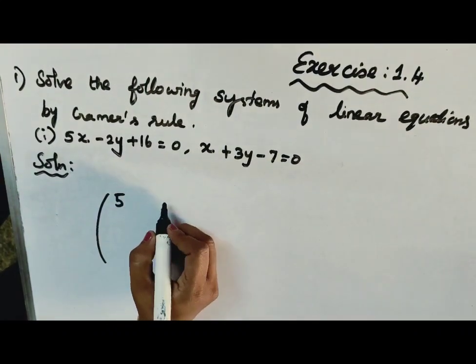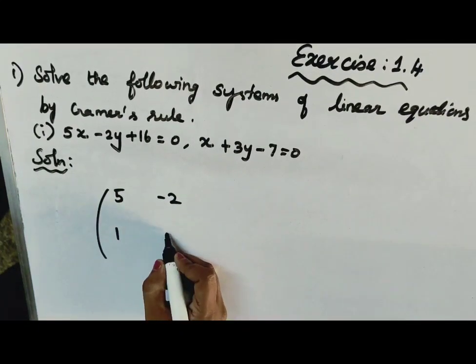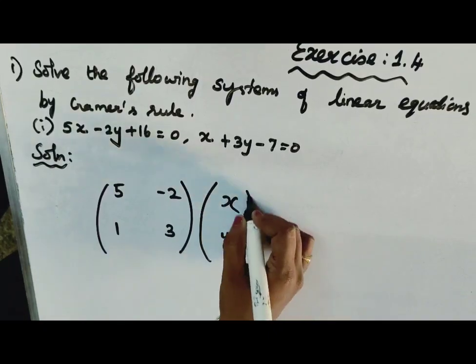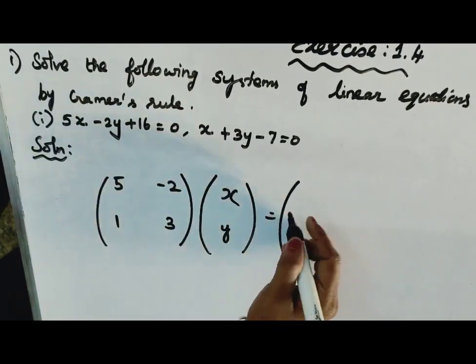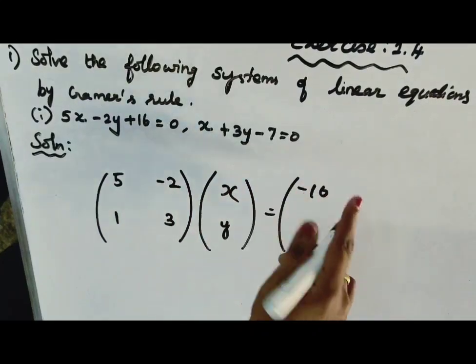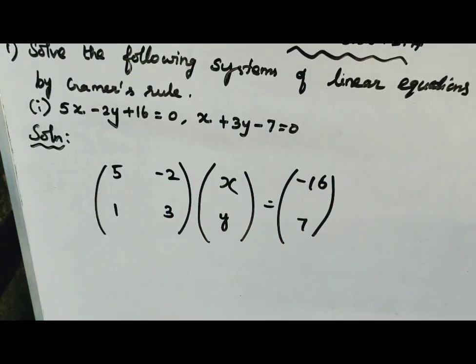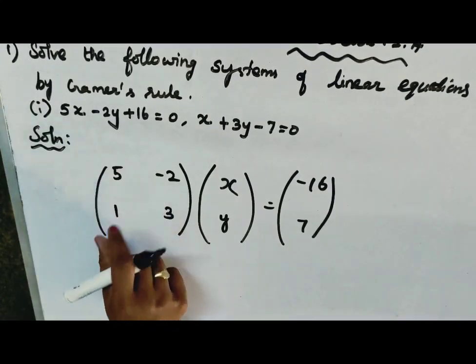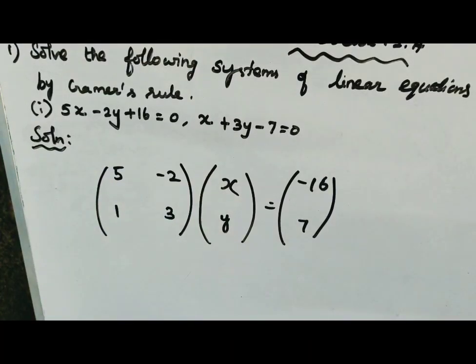Coefficient of x is 5, coefficient of y is minus 2, coefficient of x is 1, coefficient of y is 3. Variables x, y and constants, if I take it to the right hand side, it will become minus 16. This minus 7, if it goes to the other side, it will become plus 7. So, we have to write it like this first. If you look at this, the first column represents the coefficients of x. The second column represents the coefficients of y.